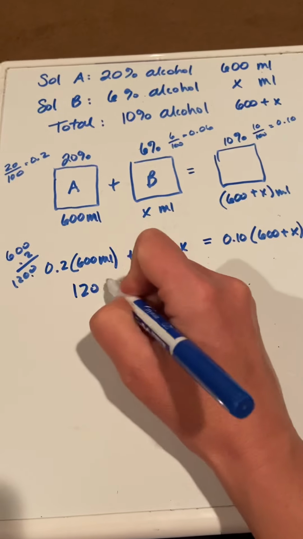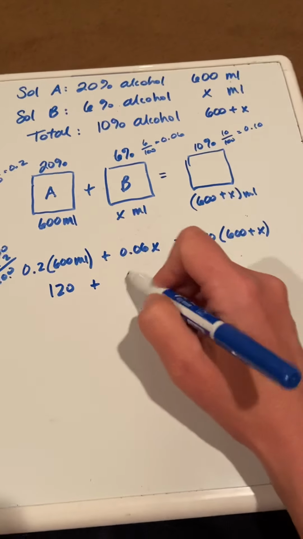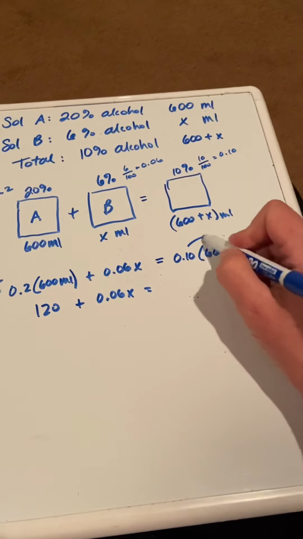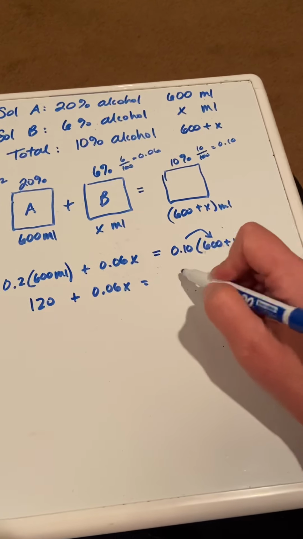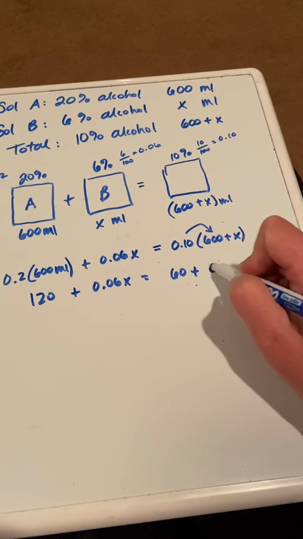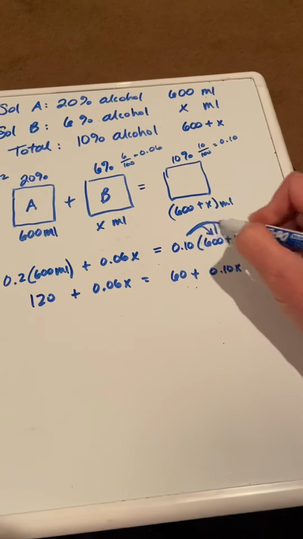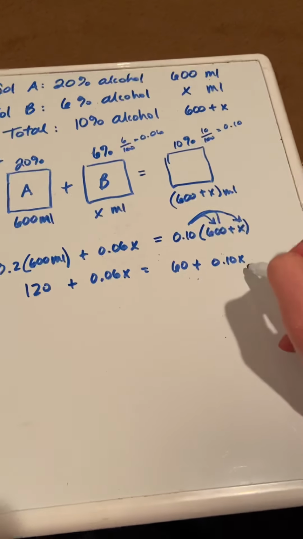So sorry. So that is 120, and then we're going to add that to 0.06x, and that's going to equal, we need to distribute that out, so that's going to equal 60 plus 0.10x. So 0.10 times 600 is 60, and 0.10 times x is 0.10x.